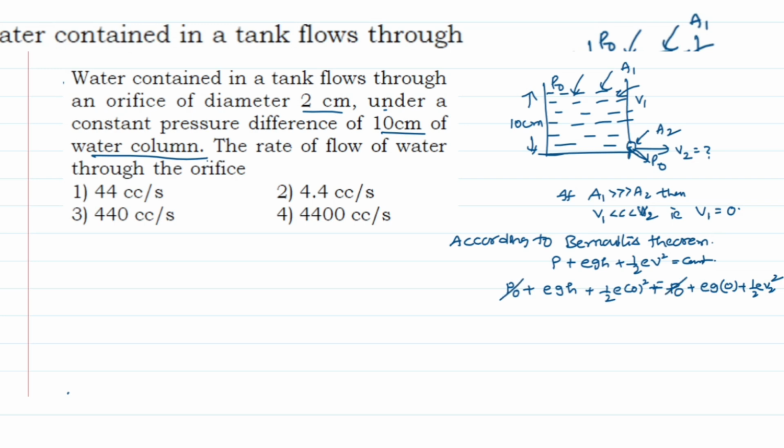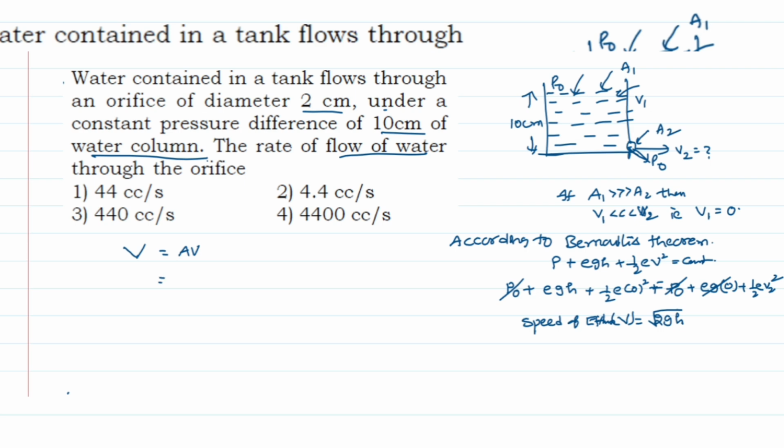So P naught gets cancelled. When simplifying, we get V equal to square root of 2gh. This is called the speed of efflux, the velocity with which the fluid is coming outside. But the question asks for the rate of flow of water through the orifice, which means the volume of fluid leaving the orifice per second, equal to A into V according to the equation of continuity.